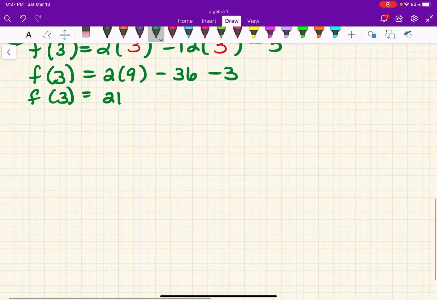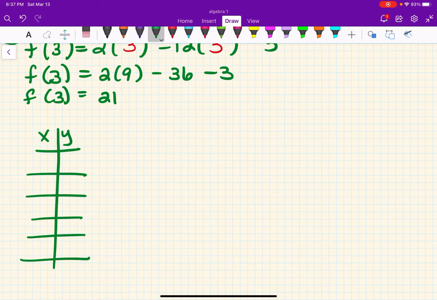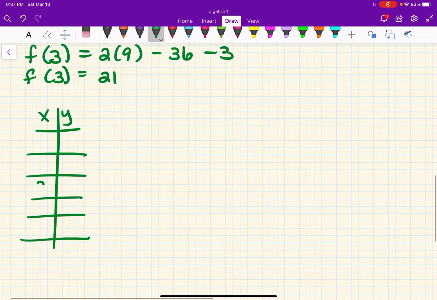Remember, we need a table of values. We need 5 values in that table. We have to know where to start by putting the vertex in the middle. And the vertex was (3, 21). Always put your vertex in the middle.